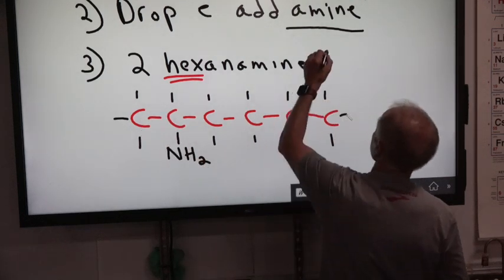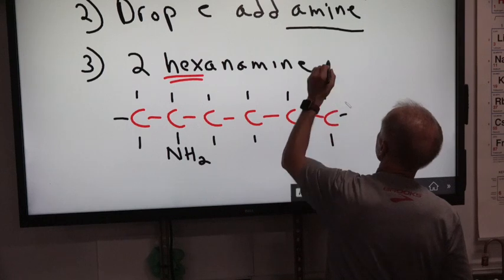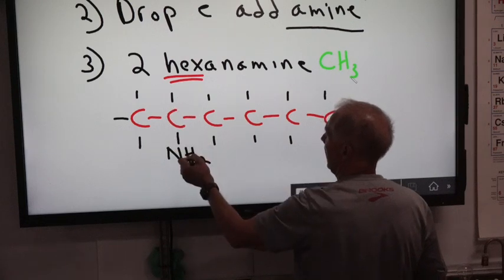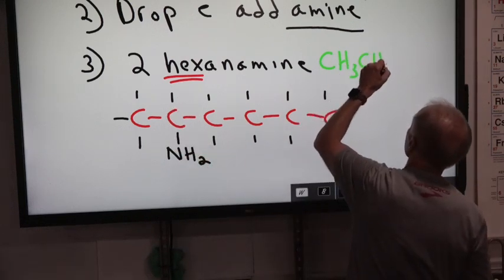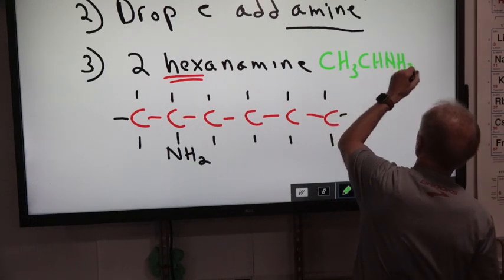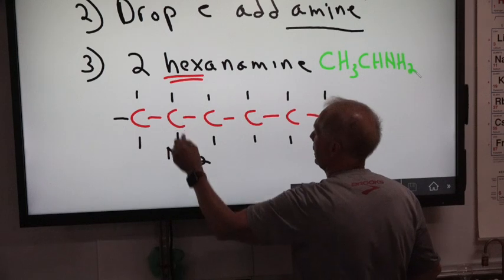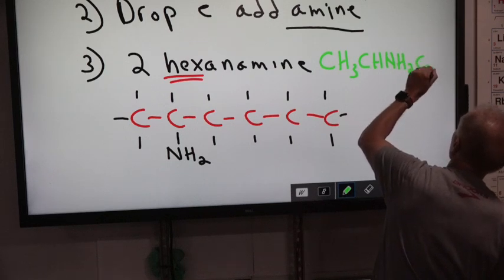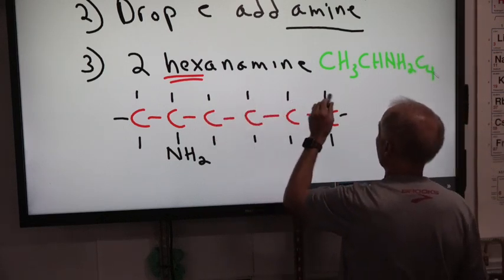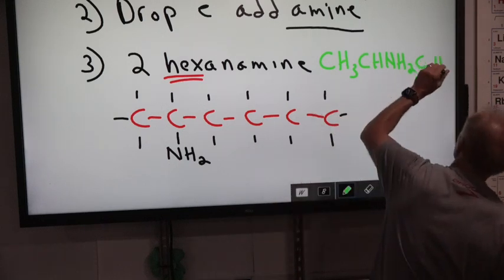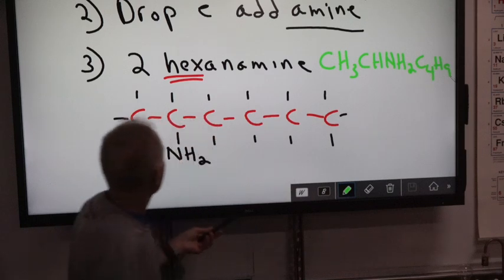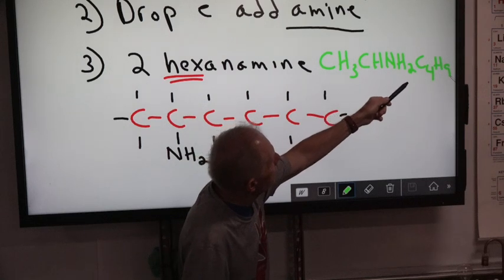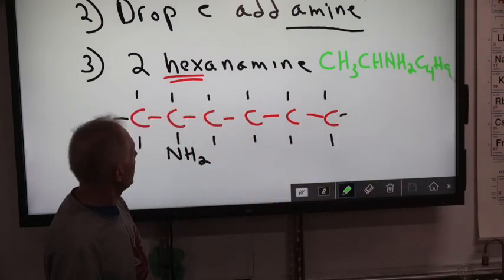All right, so watch. The molecular formula for this crazy thing: CH3, CHNH2, and then you can put all these together. One, two, three, four, C4, and then count the hydrogens. One, two, three, four, five, six, seven, eight, nine. H9. So that is 2-hexanamine: CH3, CHNH2, C4H9. Okay?